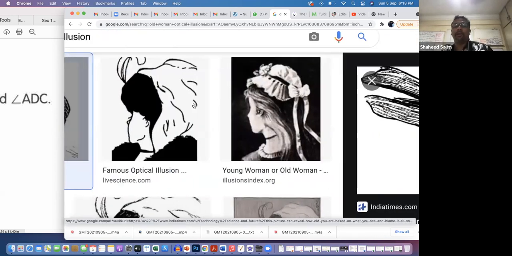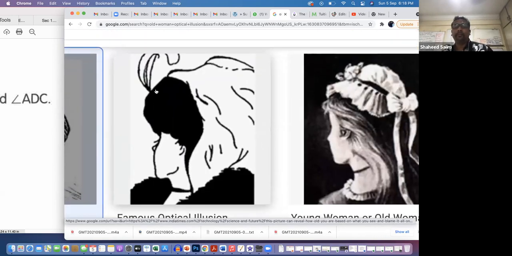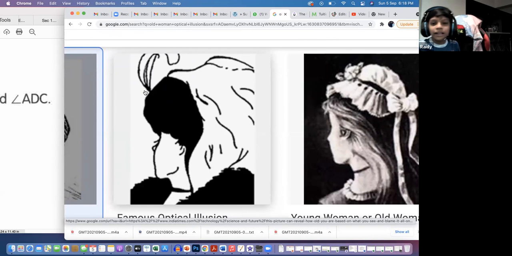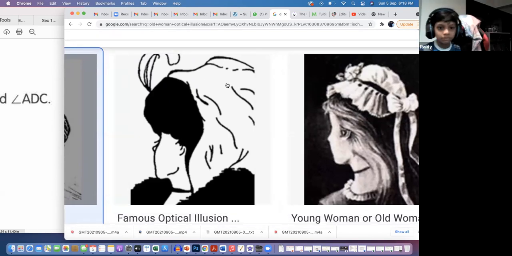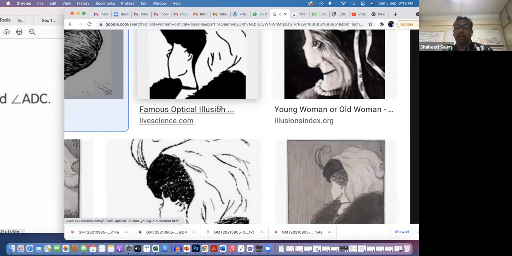Okay, what about this one, Raidi? An old woman. In front is the young woman, and behind is the old woman. Okay, so you can see old and young. Very good. Okay, now we look at other things.